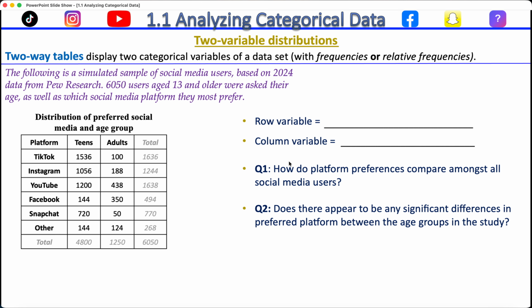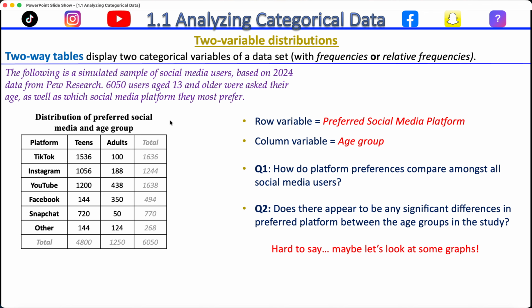So if I were to consider the two variables in this case, the row variable is the preferred social media platform, right? Each row is a different social media platform. Voice crack. Feel free to make fun of me for that later. The column variable is the age group. There's only two. There's teens and adults. Even though when I say two-way table, yes, there's rows and columns, but I could have more than two columns here. Like, I could have different age groups of children, adults, and then elderly or whatever, right? Children, middle-aged, and elderly. It doesn't matter.